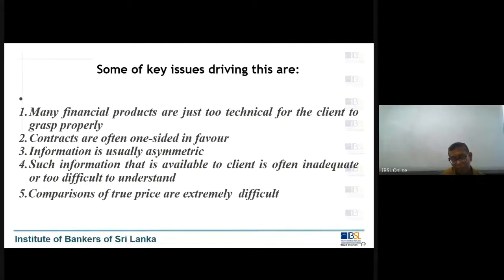AER? No idea. Annual effective rate? Okay, so don't worry. I will explain to you what is annual effective rate later on with some question, right? So we have time to learn all these things. So that is why I told you the comparisons of price are extremely difficult.